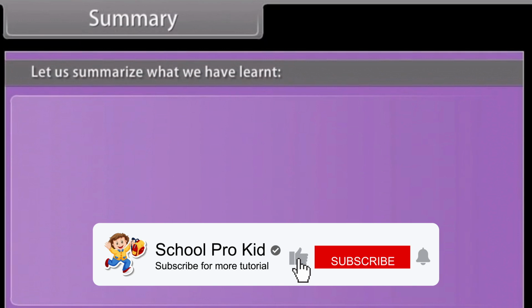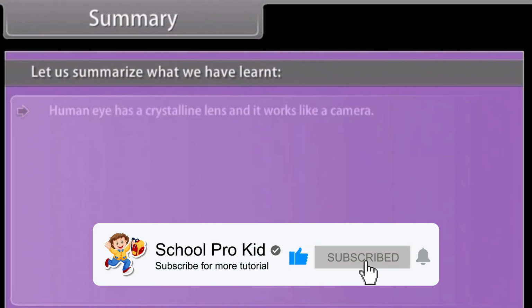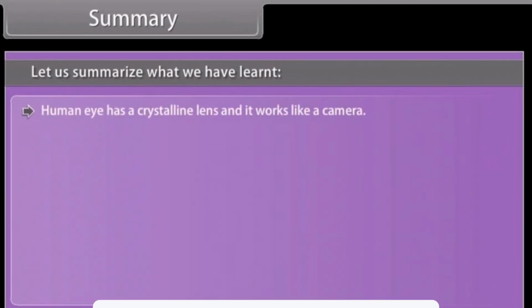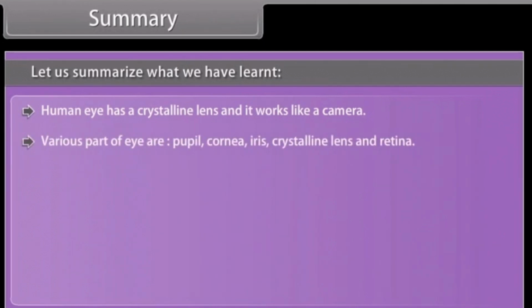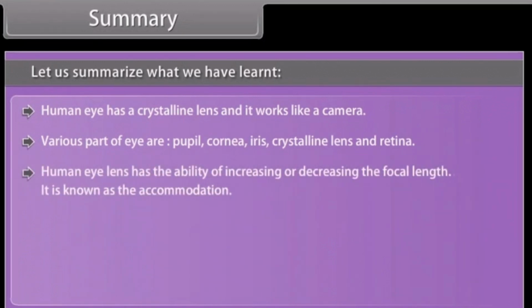Summary. Let us summarize what we have learned. The human eye has a crystalline lens and it works like a camera. Various parts of the eye are the pupil, cornea, iris, crystalline lens, and retina. The human eye lens has the ability of increasing or decreasing the focal length. It is known as accommodation.